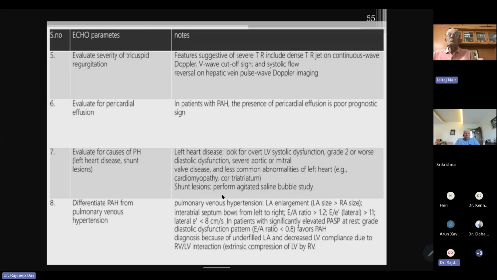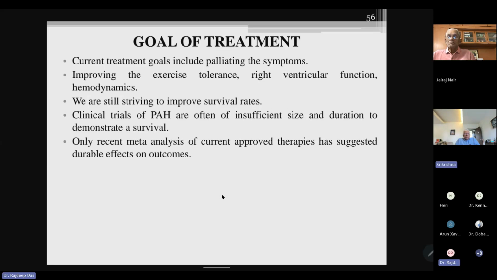Coming to the treatment, the goal of treatment currently aims at palliating the symptoms and improving the exercise tolerance, right ventricular function, and hemodynamics. We are still striving to improve the survival rates in pulmonary arterial hypertension. Clinical trials of pulmonary arterial hypertension are often of insufficient size and duration to demonstrate a survival benefit. Only a recent meta-analysis of the current approved therapies has suggested durable effects on outcomes.